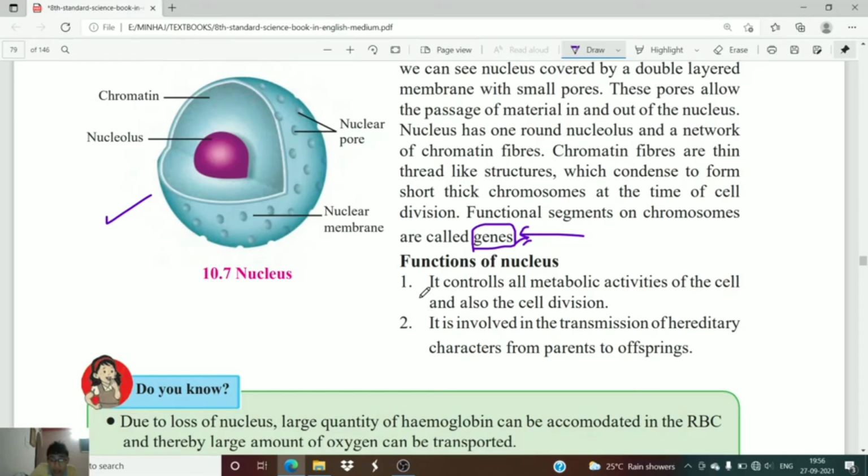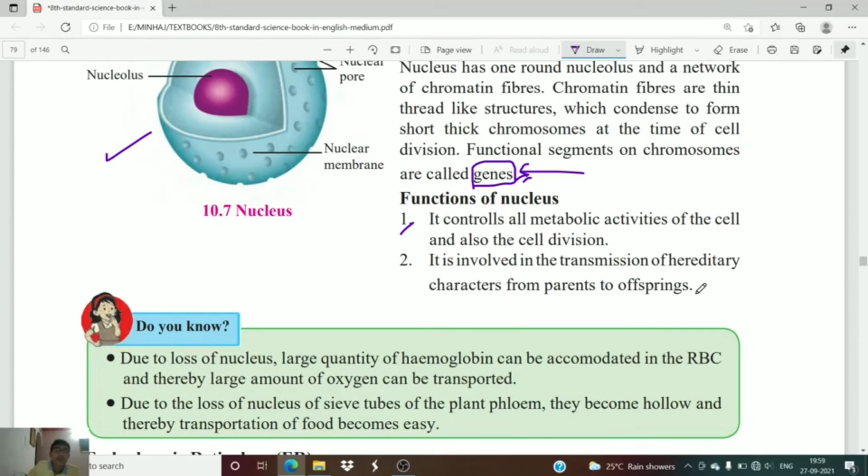Now, what are the functions of the nucleus? The first function: it controls all metabolic activities of the cell and also the cell division. So what is the first function of the nucleus? It is used to control the metabolic activities which are performed within the cell, and it is also responsible for the proper cell division of a cell.